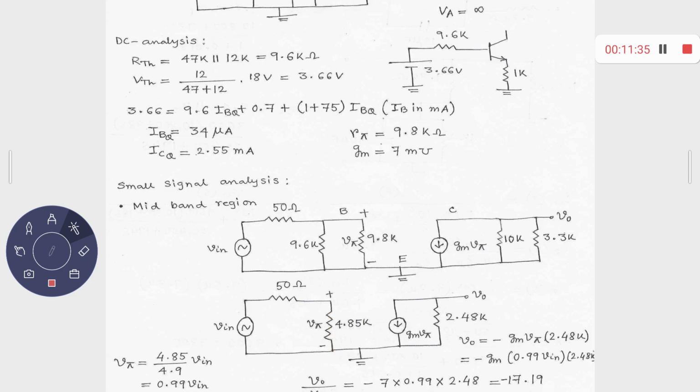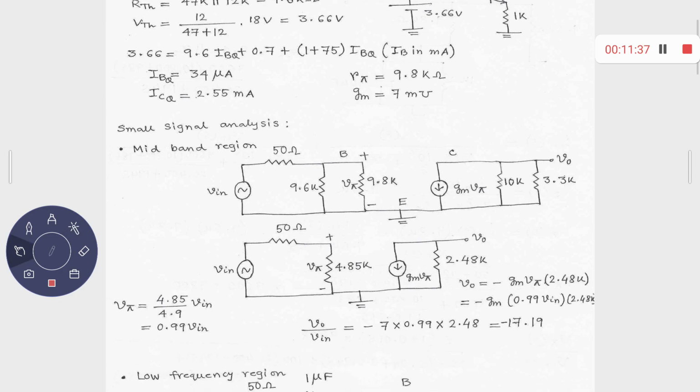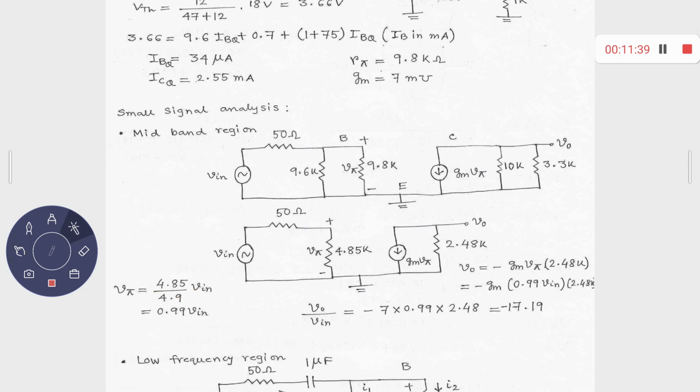What is that coupling loss? You can simply calculate this one. What is that? 4.85 divided by 4.9. The source resistance is 50 ohms. That means how much? That is 0.05 kilo ohms, right? So 4.85 plus 0.05, so 4.9, and 4.85 over 4.9 is 0.99 of Vin. So 99% of the signal is getting coupled at the input of your transistor, right?